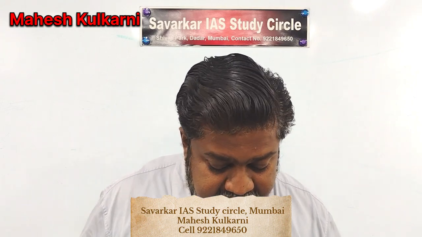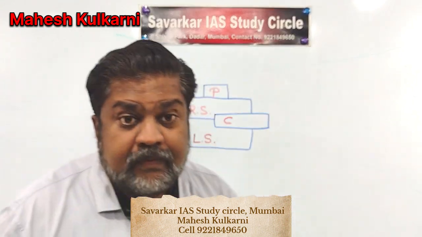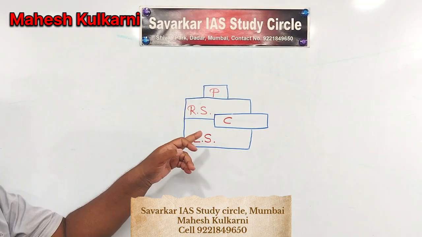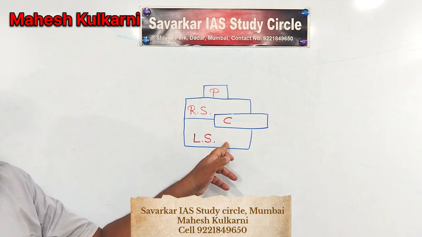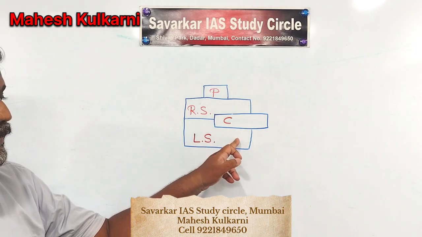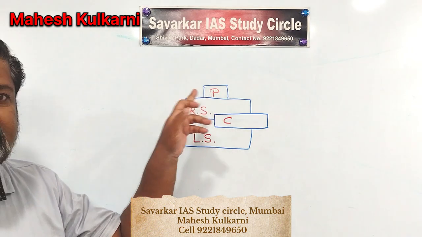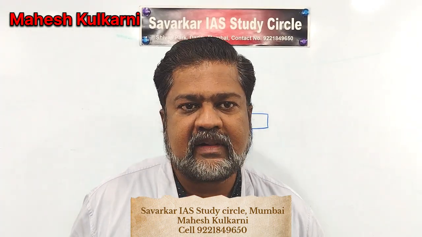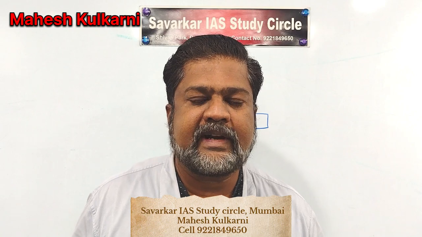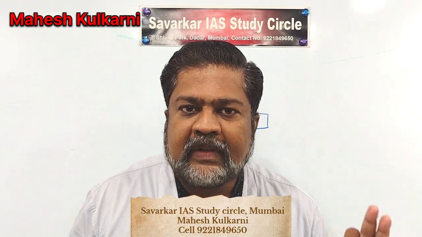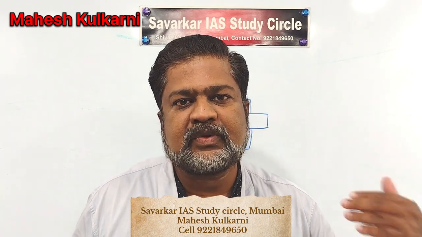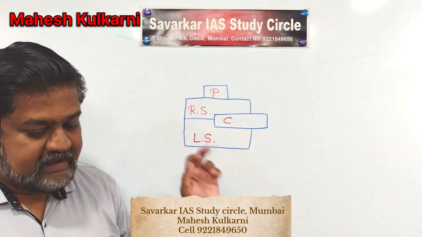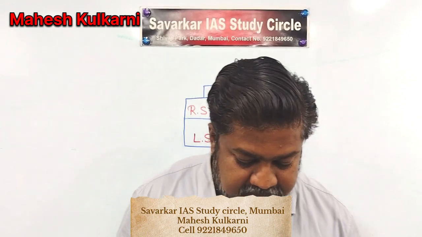Then bicameral legislature. Whatever is in this structure is called a bicameral legislature. Lok Sabha has the direct representatives of the people. Rajya Sabha is the upper house of the parliament. State representatives are there, and apart from state representatives, people from various fields like art and sports are also nominated there. This is called a bicameral legislature.